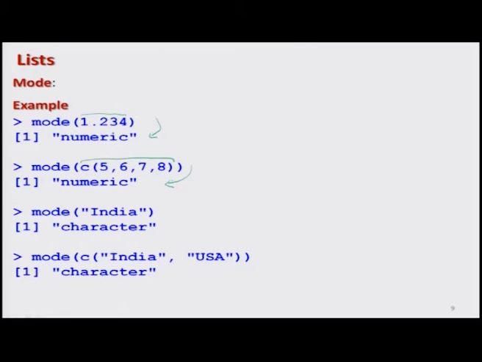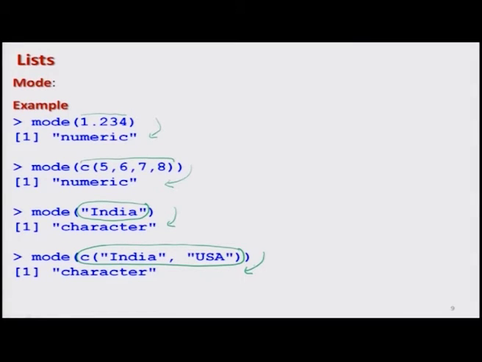And if you try to find out the mode of a character string like India here, this will come out as a character. And if you try to create a vector of characters using the combine option, like here I am trying to combine 2 strings, India and USA, this will also come out as a character.